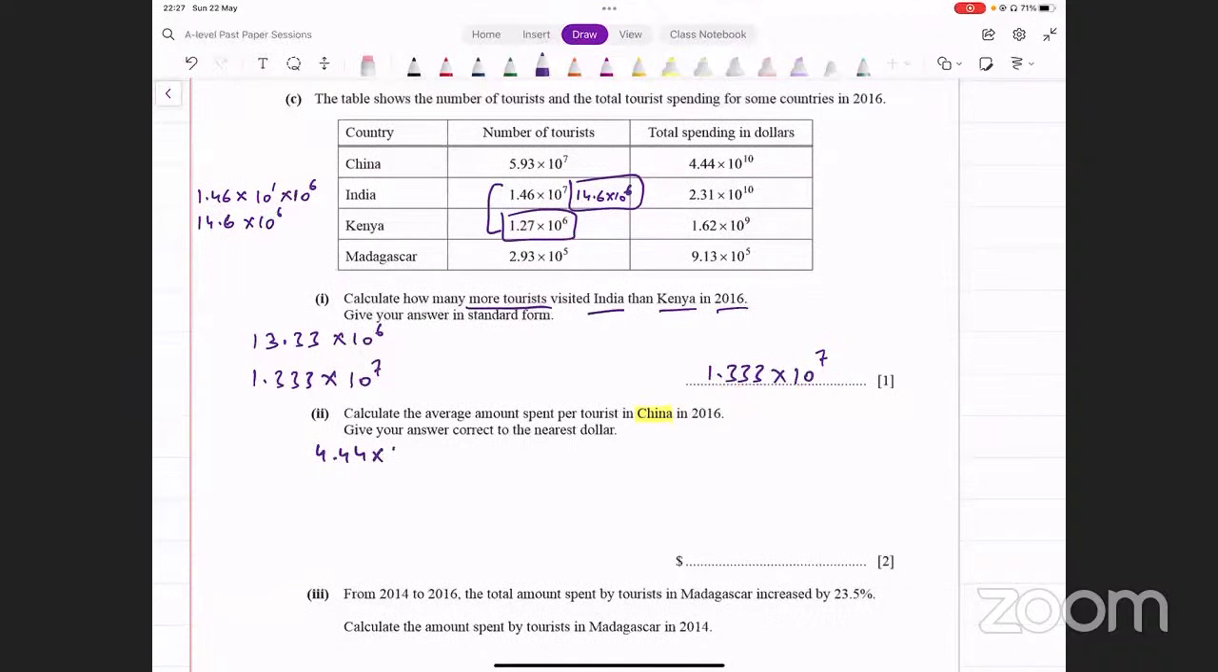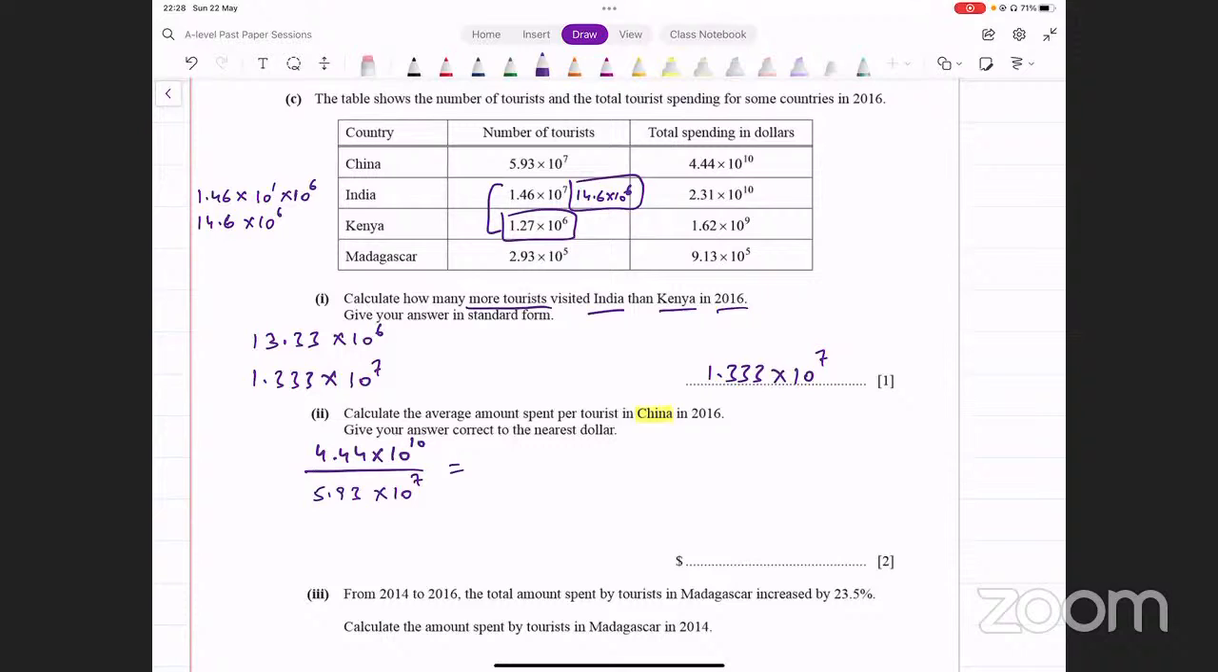4.44 into 10 raised to power 6. That's the total spending in China divided by the total number of tourists. That's 5.93 into 10 raised to power 7. या पूरा कैलकुलेटर में डाल देंगे and we'll get a result from that directly. Let's see what we get from that. 4.44 into 10 raised to power 10 divided by 5.93 and 10 raised to power 7.